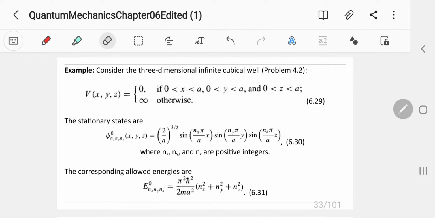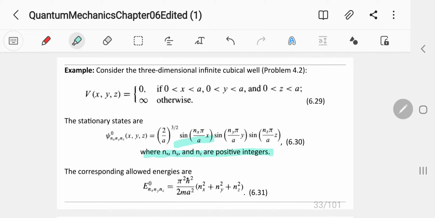So the stationary states would be given by this, as we have shown. Square root of 2 over a sine of nx pi over a times x for the x part, and for the y part you have square root of 2 over a sine of ny pi over a y, and then you have square root of 2 over a sine of nz pi over a times z for the z part, where nx, ny, nz are positive integers.